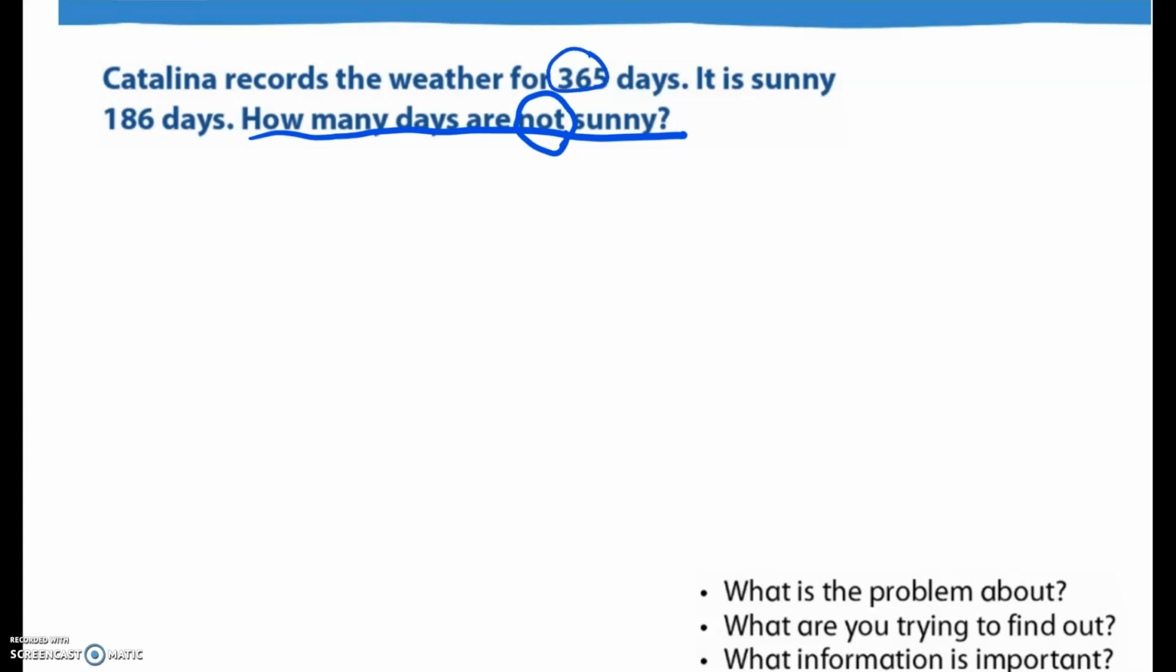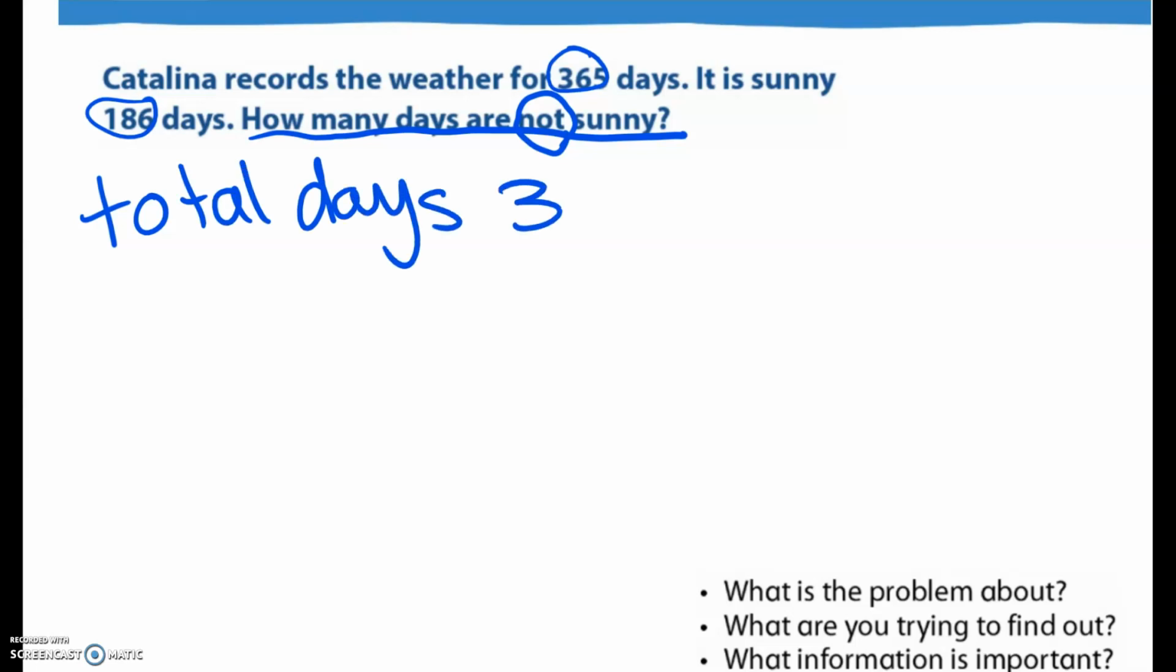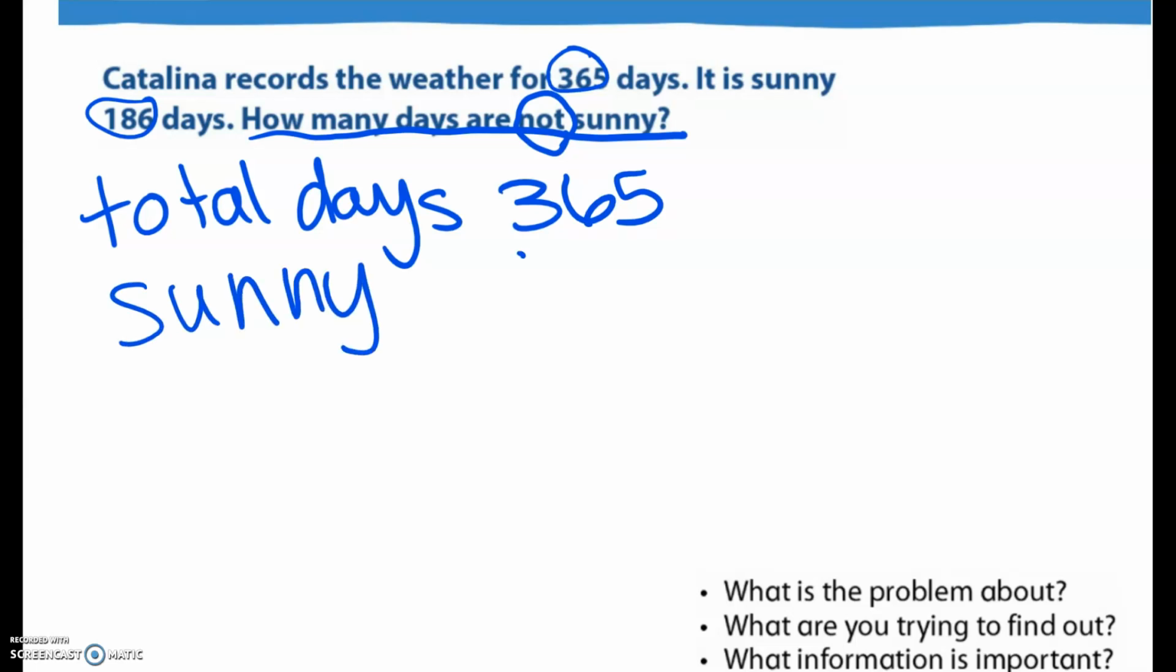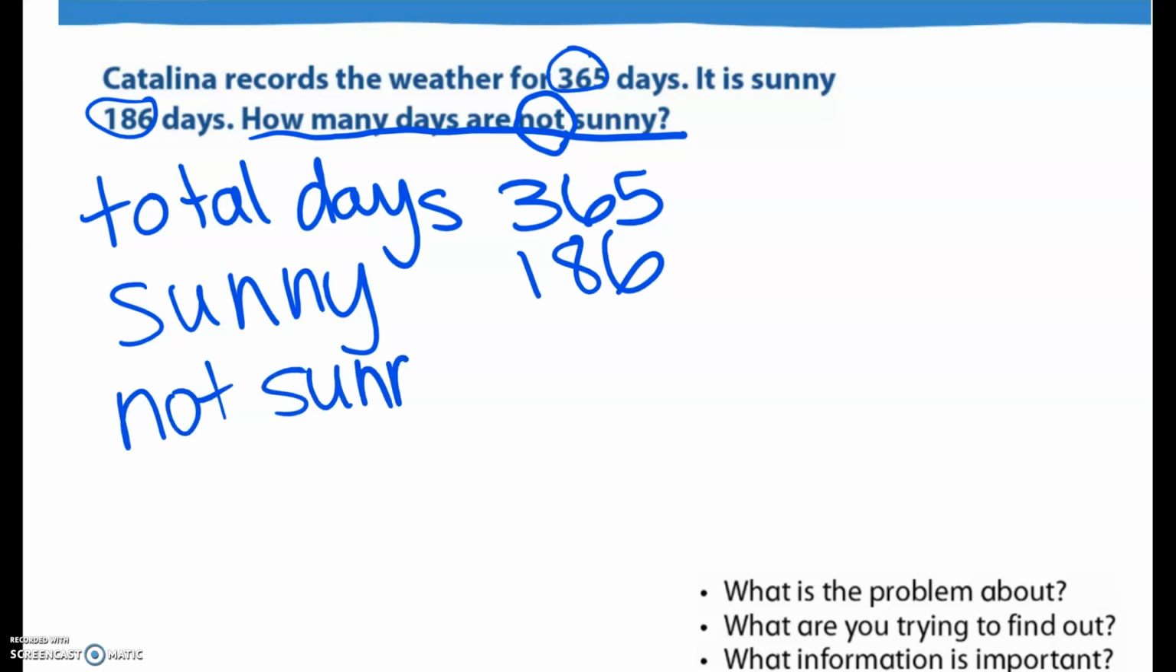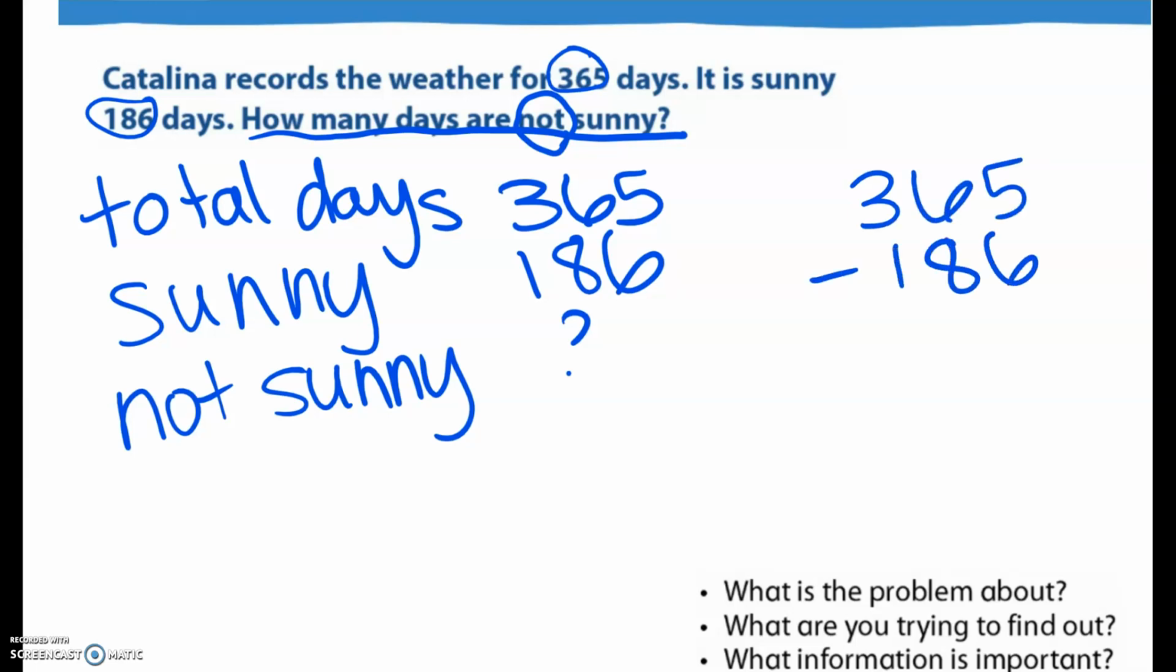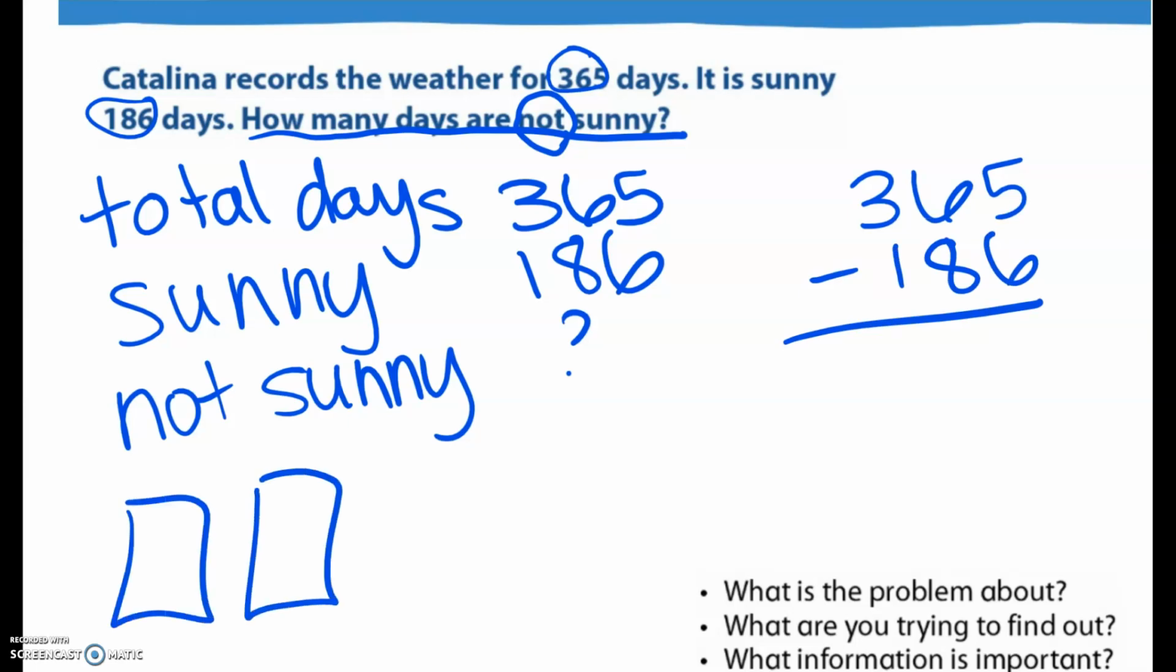So she records the weather for 365 days. 186 days are sunny. So the total days are 365, and the sunny days are 186. How many days is it not sunny? That's what we're figuring out. So we need to know the difference between the total days and the sunny days. So we would subtract. So the first thing that we would do to subtract is first draw our first number.